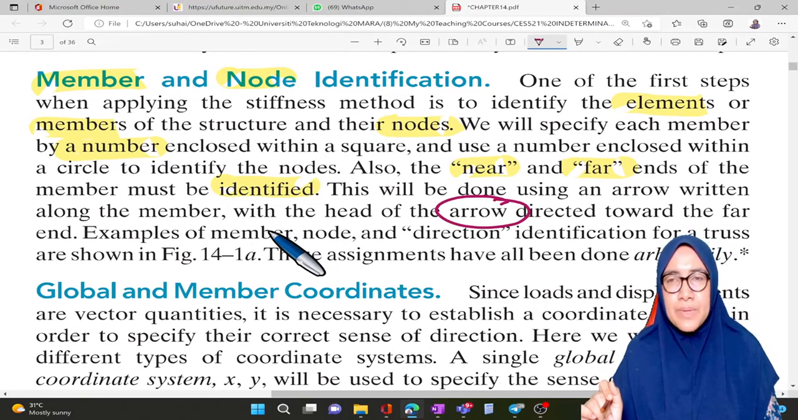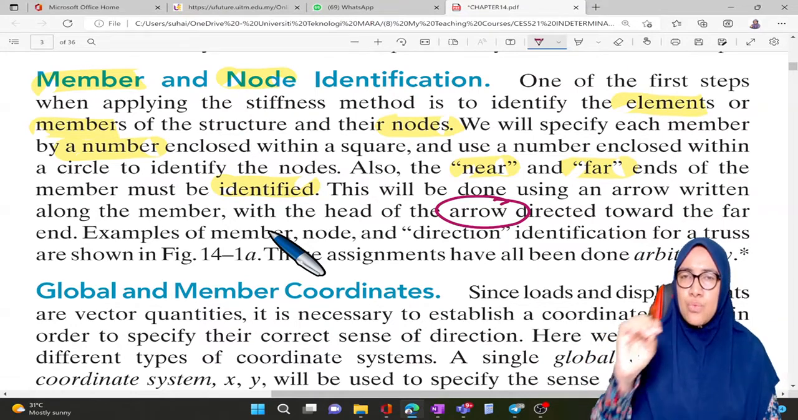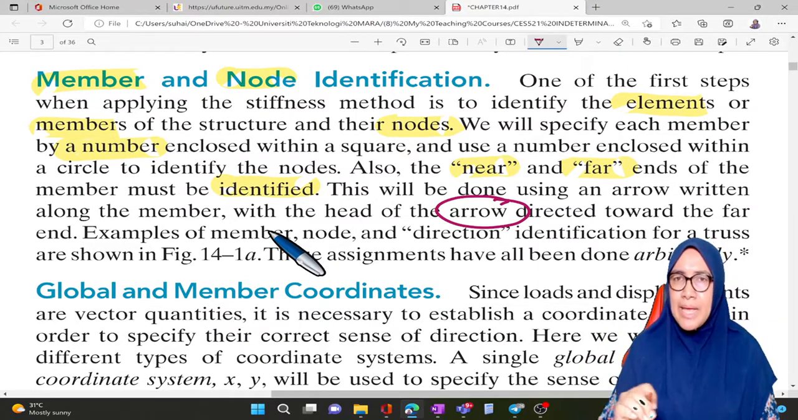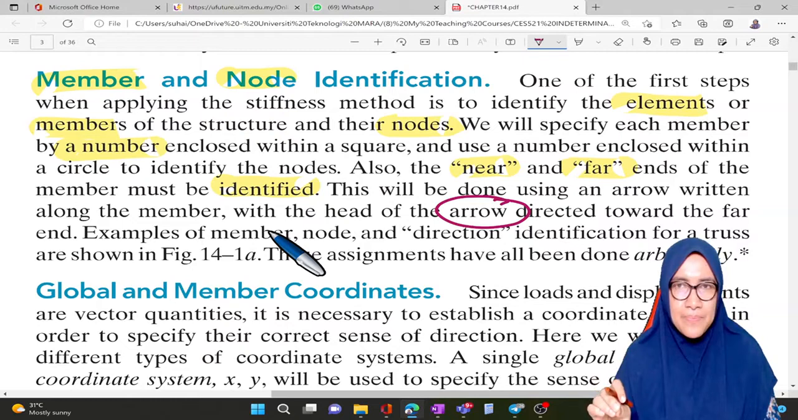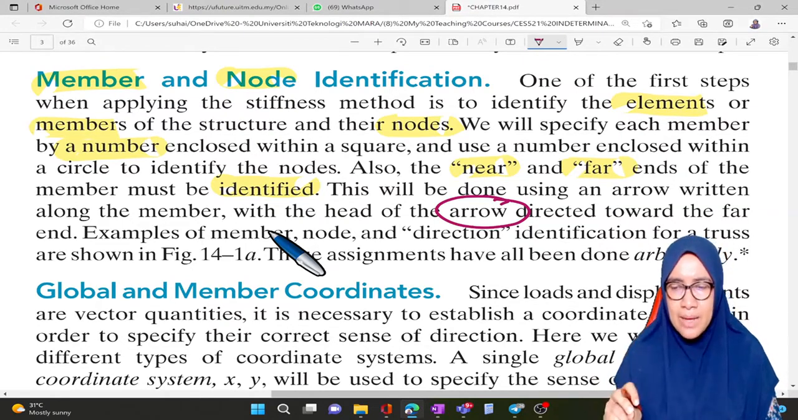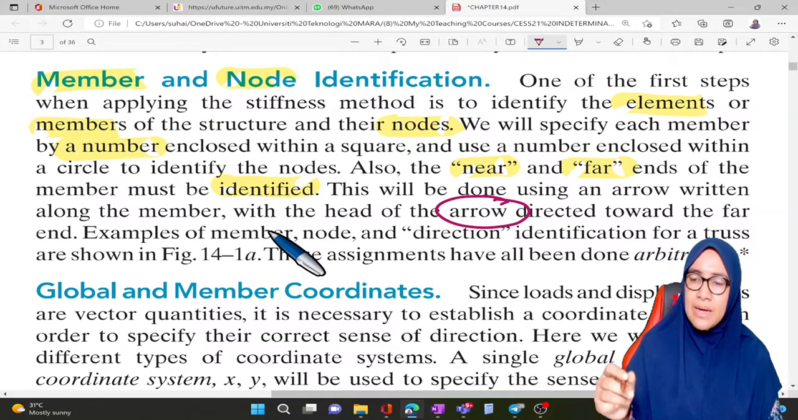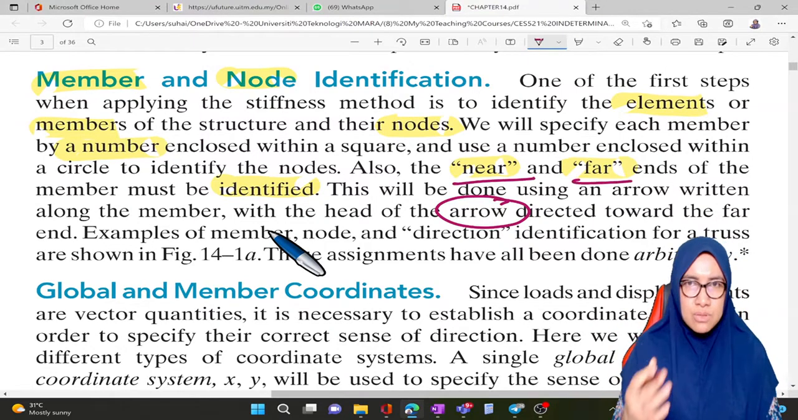Using the arrow, we have to put the arrow in any direction that we like. And the arrow is important to identify near and far end nodes.